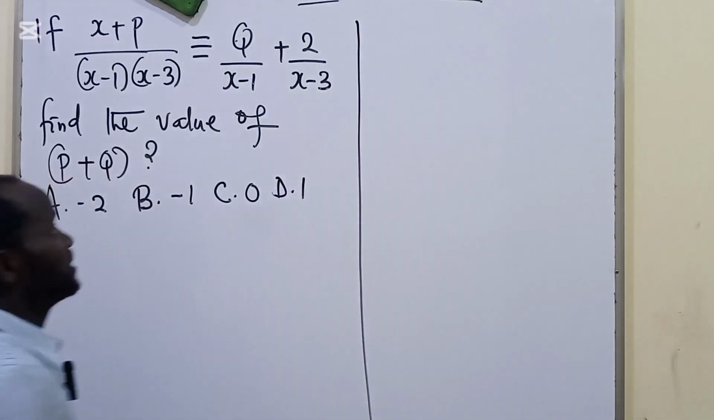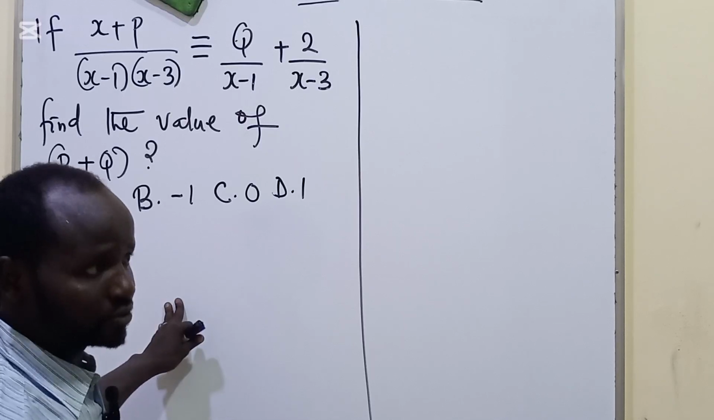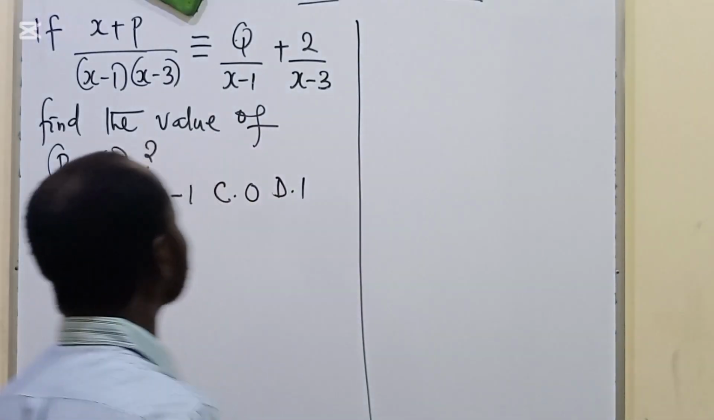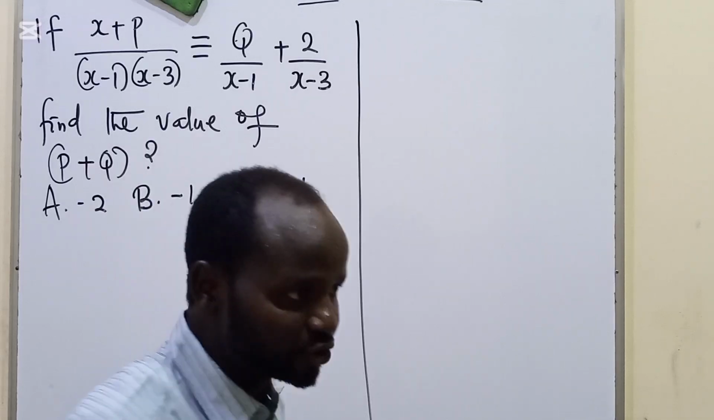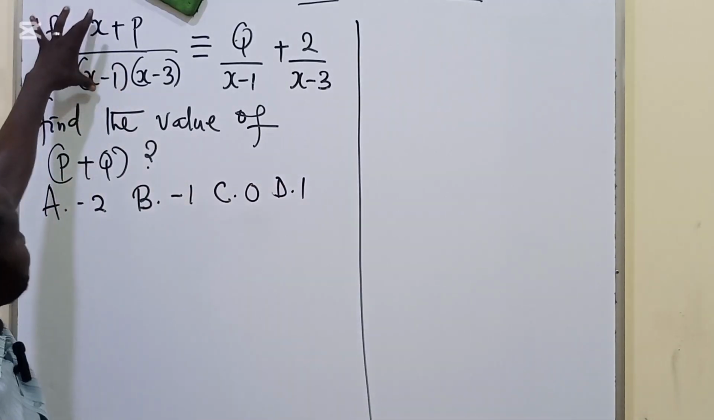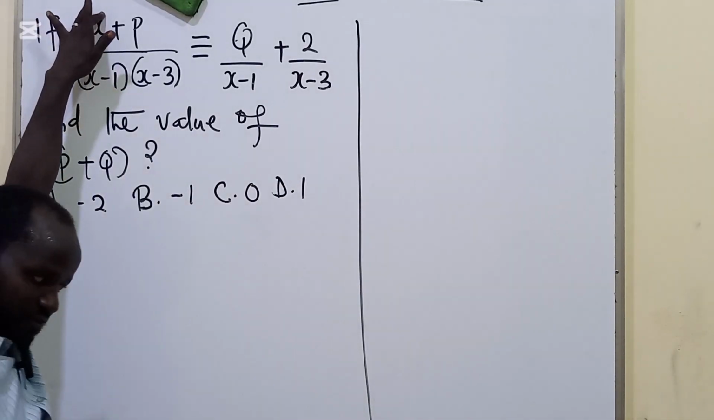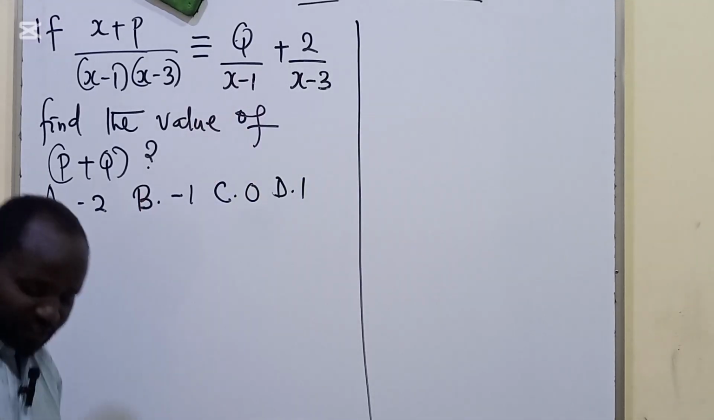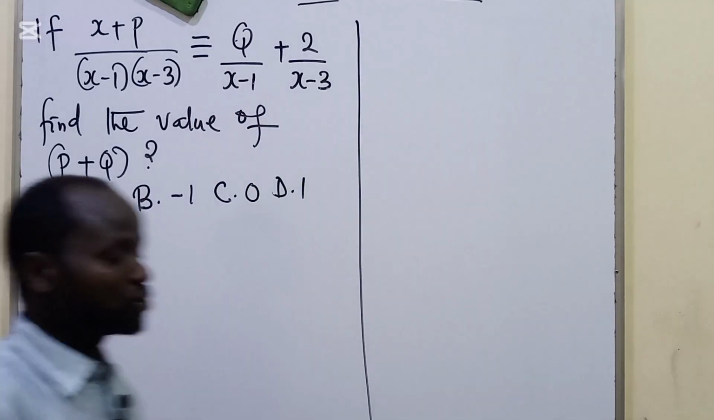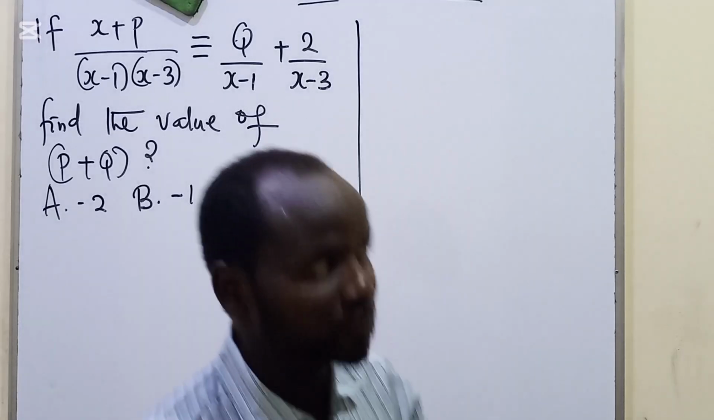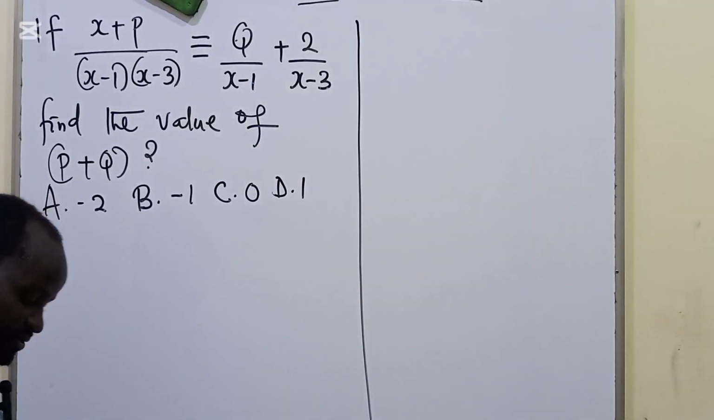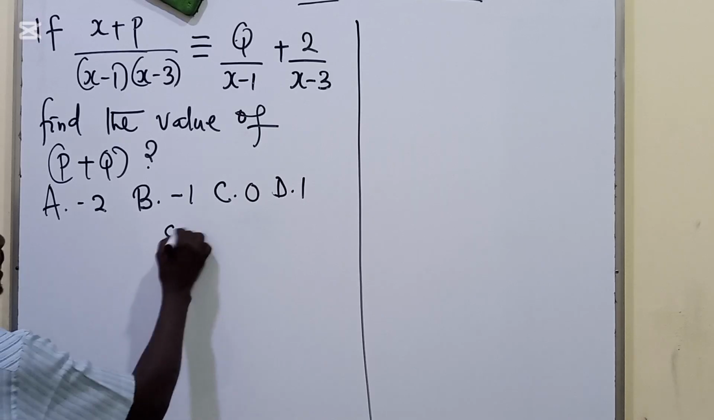First thing to do is to identify which topic this question is from. Of course, this is from partial fractions. We have a compound fraction on the left, which was decomposed into this partial fraction as q divided by (x − 1) plus 2 divided by (x − 3). So let's see how we can find the values of p and q respectively. Let's write down the solution.